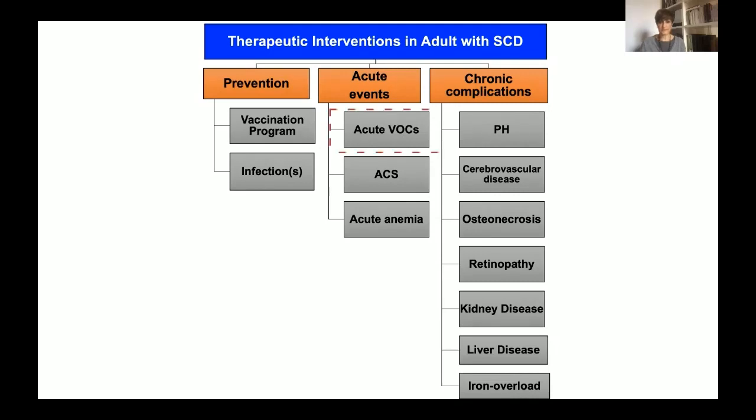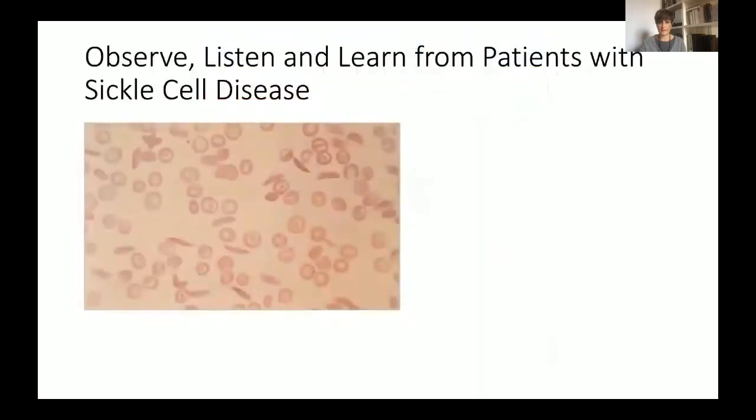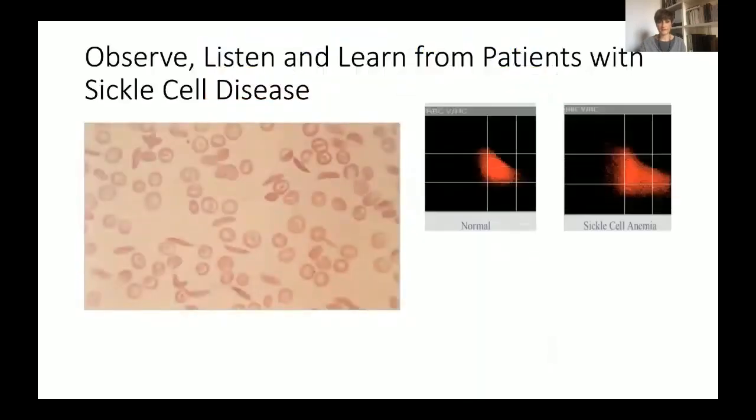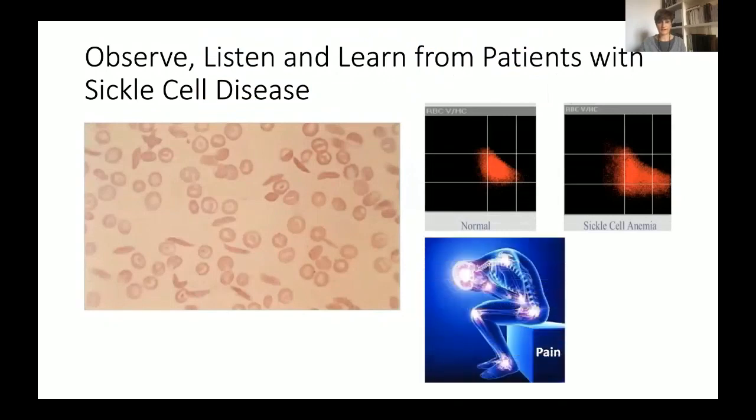So what about acute events? As you know, acute events are characterized by pain. And so when we think of pain in patients with sickle cell disease, we always have to consider different factors that may trigger acute vaso-occlusive crisis, even if in the large part of cases the main cause is difficult to recognize.